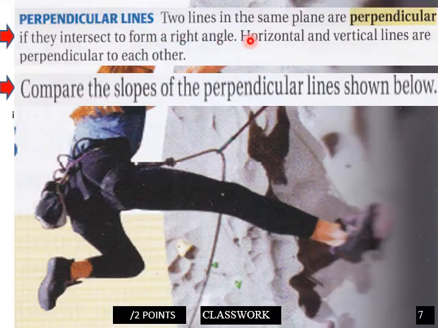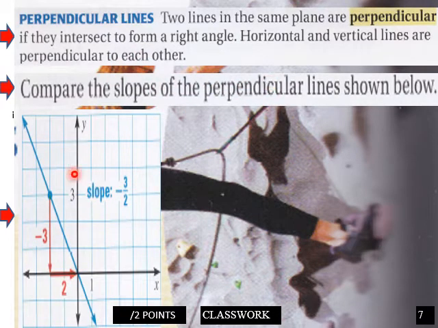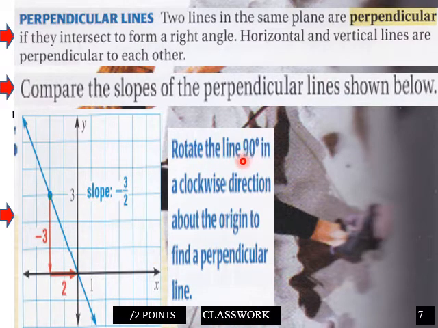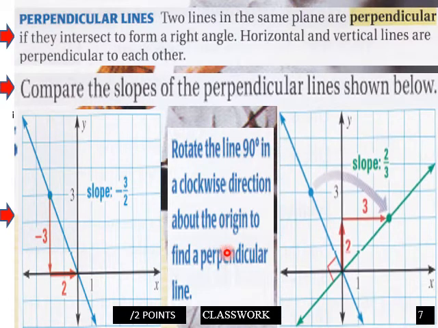Perpendicular lines: two lines in the same plane are perpendicular if they intersect to form a right angle. Horizontal and vertical lines are perpendicular to each other. Compare the slopes of the perpendicular lines shown. We have a line with slope -3/2. Rotate the line 90 degrees clockwise about the origin to find a perpendicular line. Here it is, the perpendicular line to our original line.